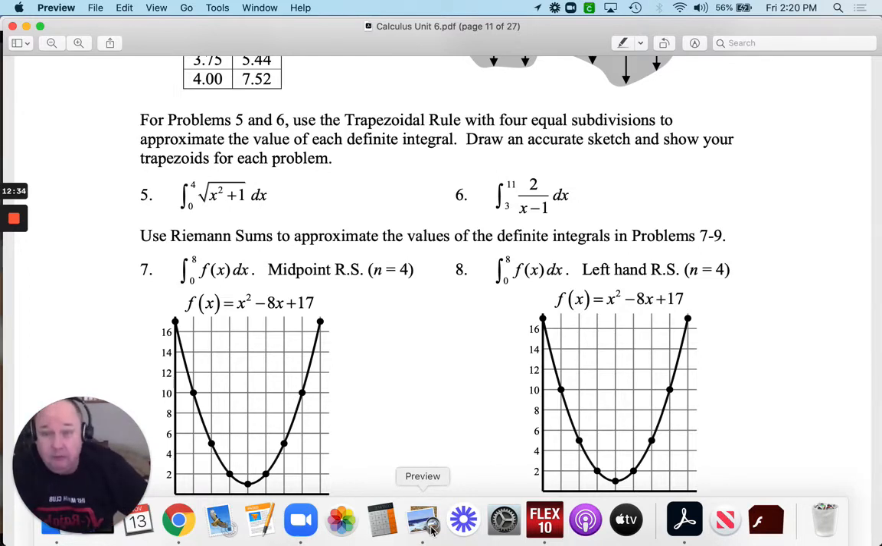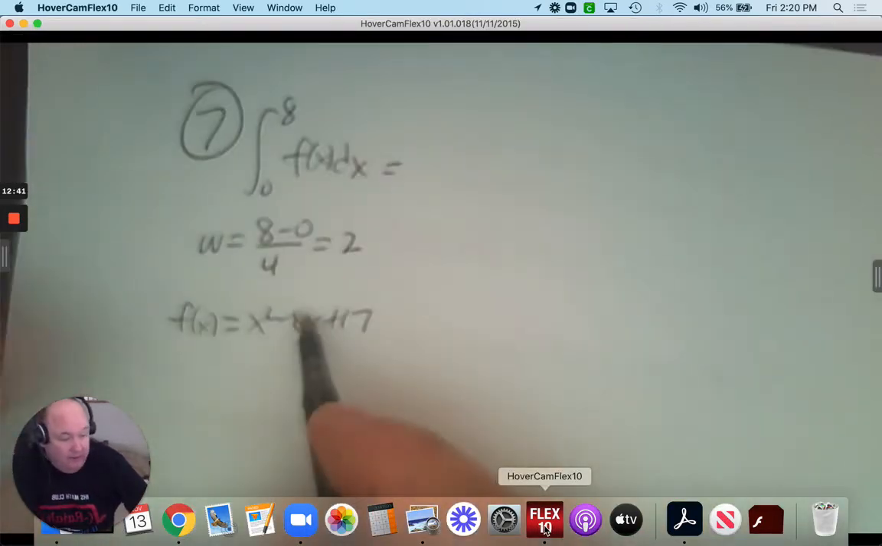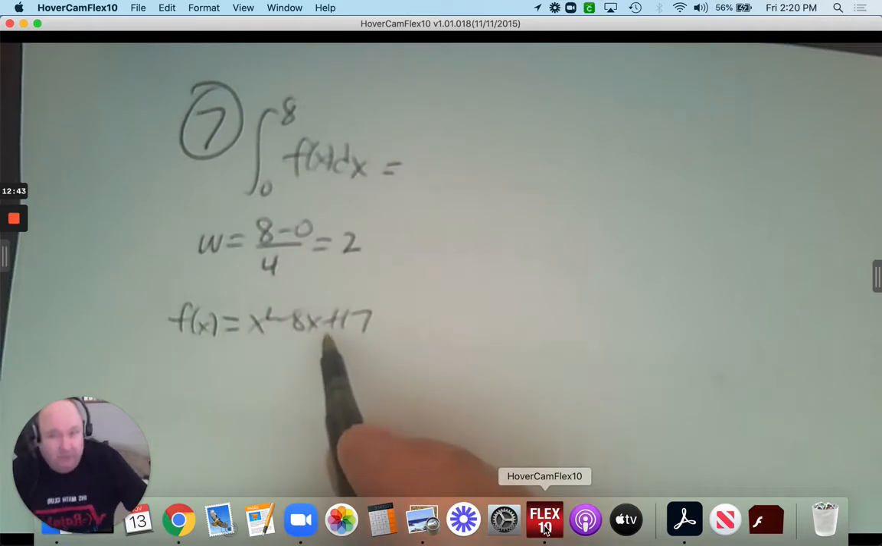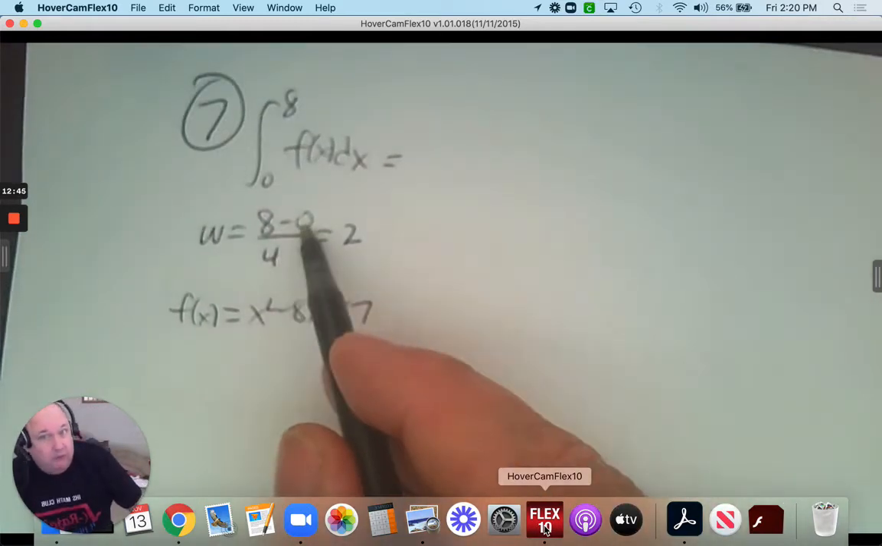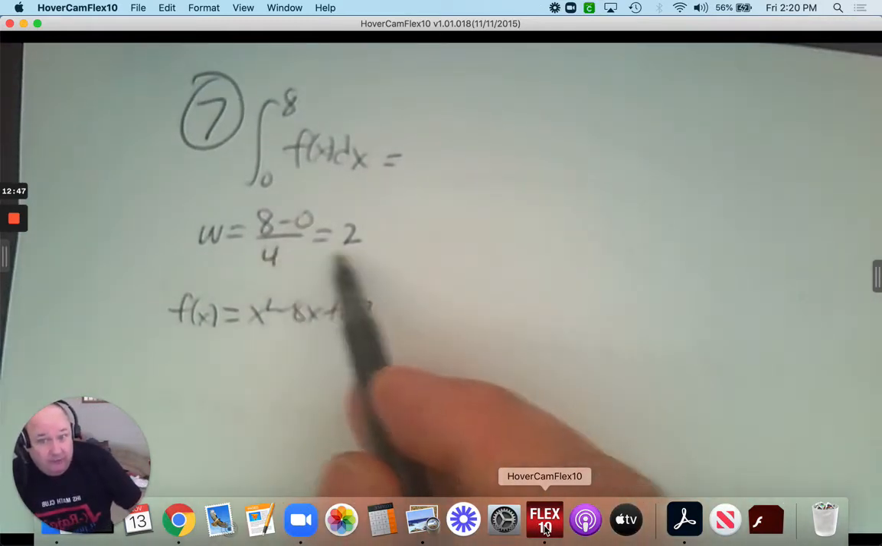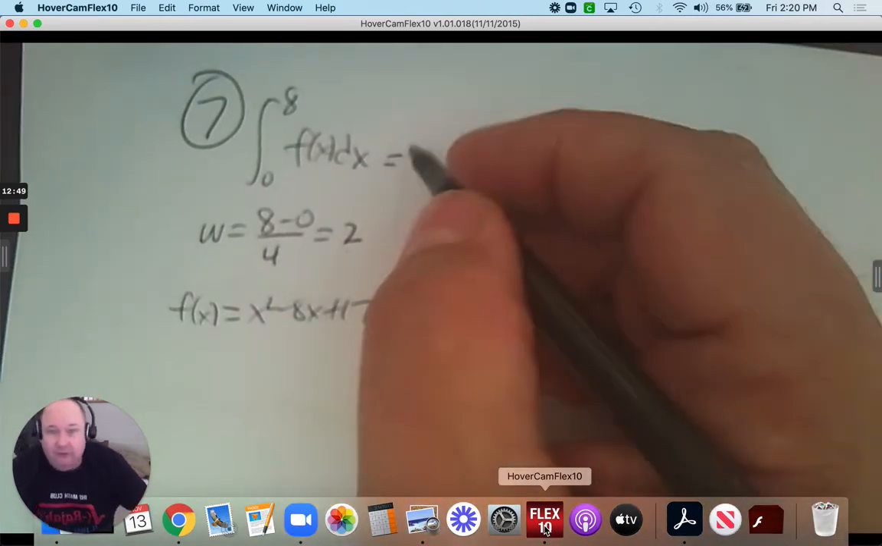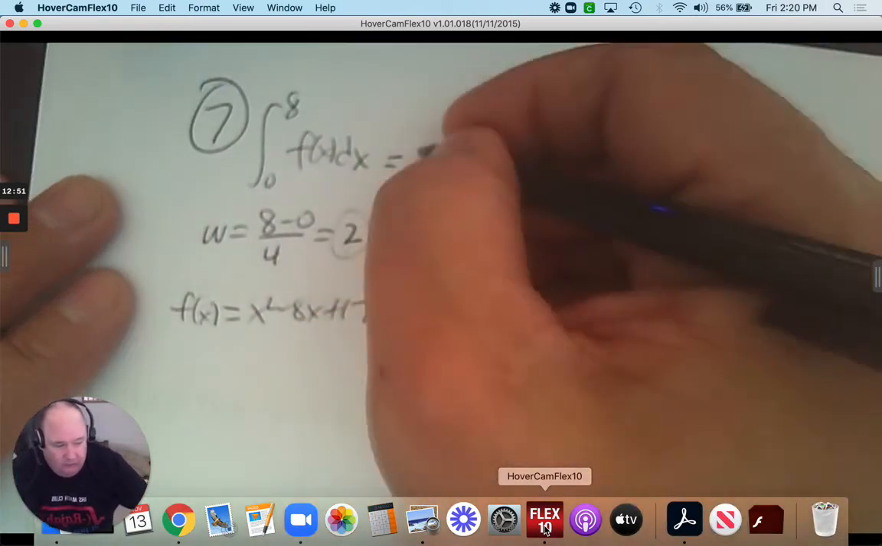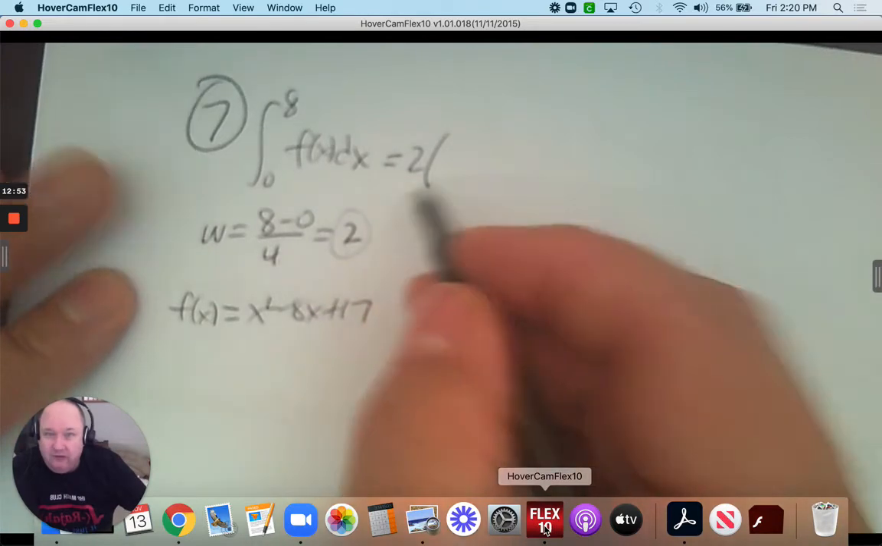let me show you my work, write down this. So x squared subtract 8x plus 17. So the upper bound subtract the lower bound divided by 4. That's how many rectangles you have. This formula does not start with 1/2. It just starts with 2. That's the width. And then it's just each height.